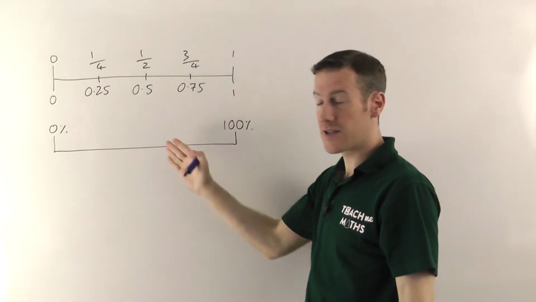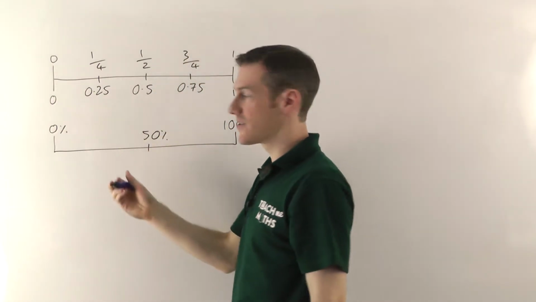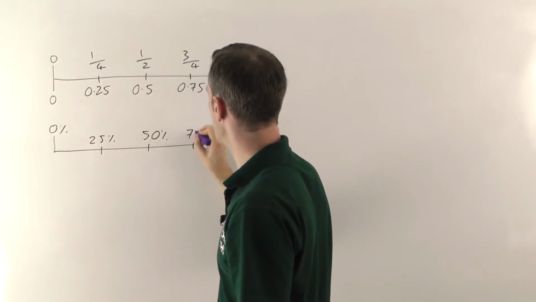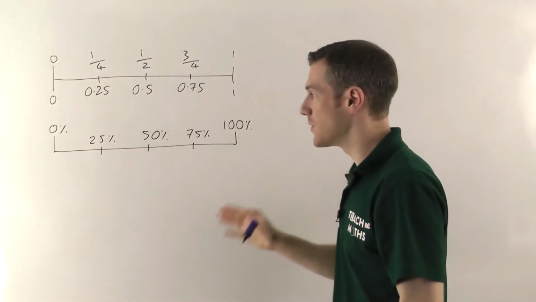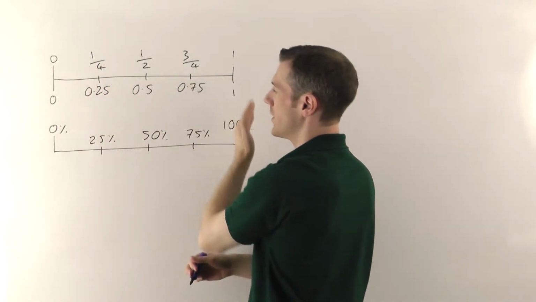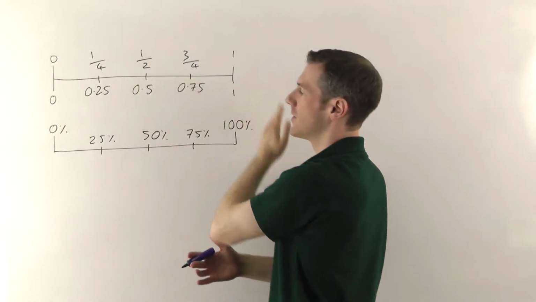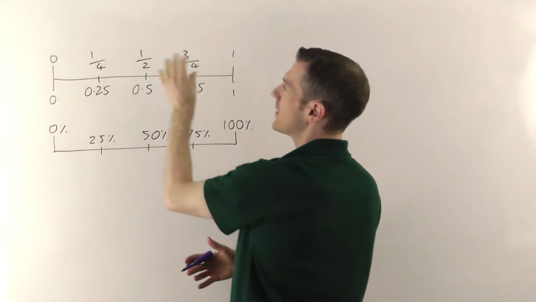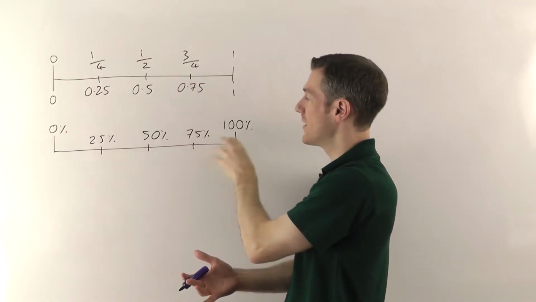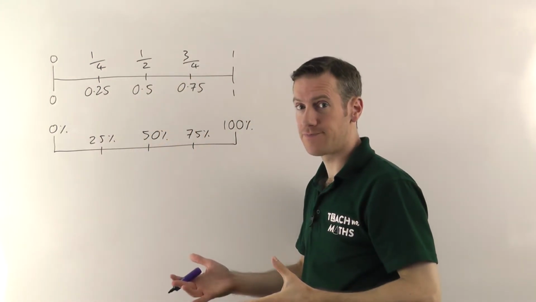If you've got a half as a percentage, that's going to be 50%. A quarter as a percentage is 25%, 3/4 is 75%, etc. And the point is that because percentages range from 0 to 100 and fractions and decimals go from 0 to 1, all percentages are 100 times bigger than the fraction and decimal equivalent. So if you take a fraction or a decimal and times it by 100, you find the percentage equivalent. And if you take the percentage and divide it by 100, you're going to get the fraction or decimal equivalent.